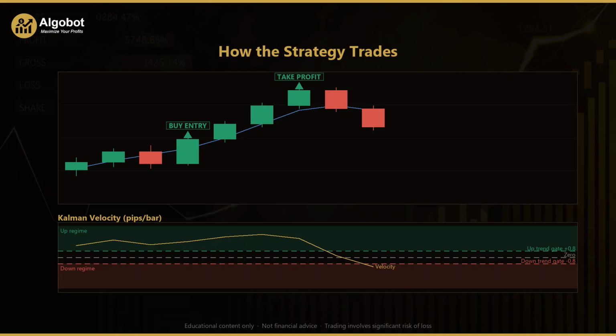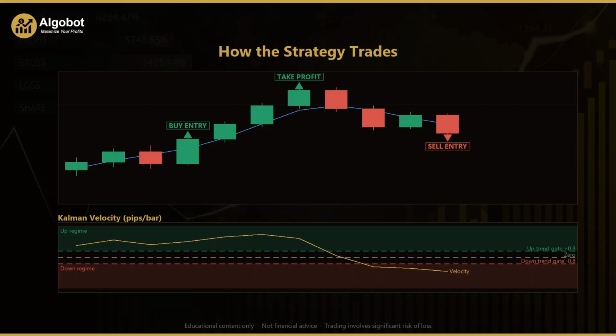Now the character of the market changes, and the strategy adapts. After that peak, price rolls over and begins stepping lower. Look at the velocity panel again. It falls through zero and pushes below the red down gate line. The regime has flipped from up to down, so from here the strategy will only consider short entries. The long side is switched off entirely.